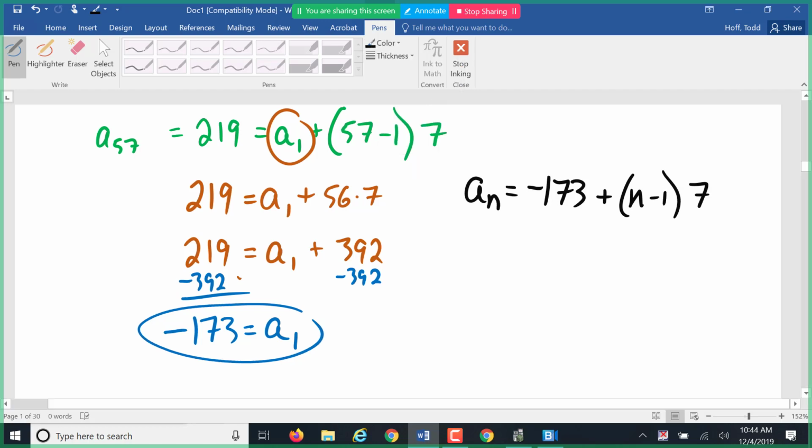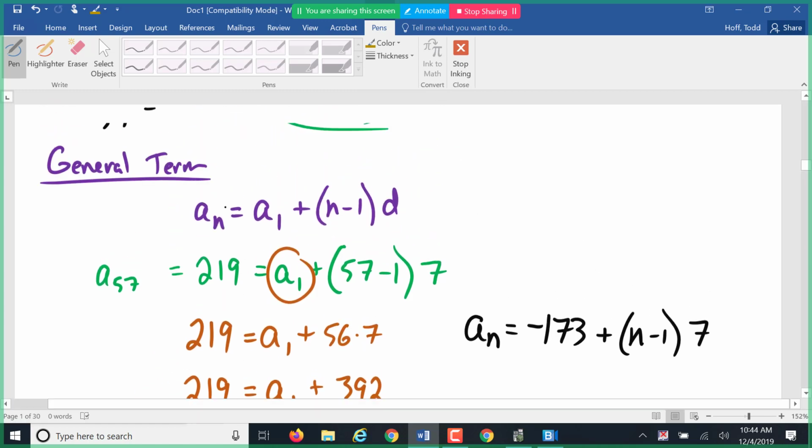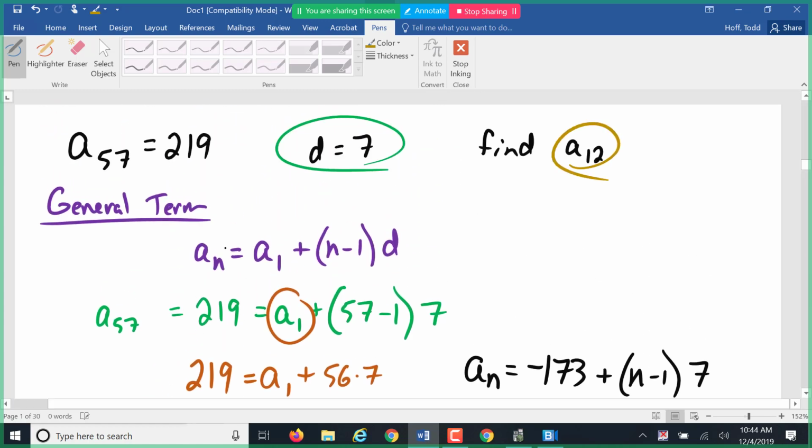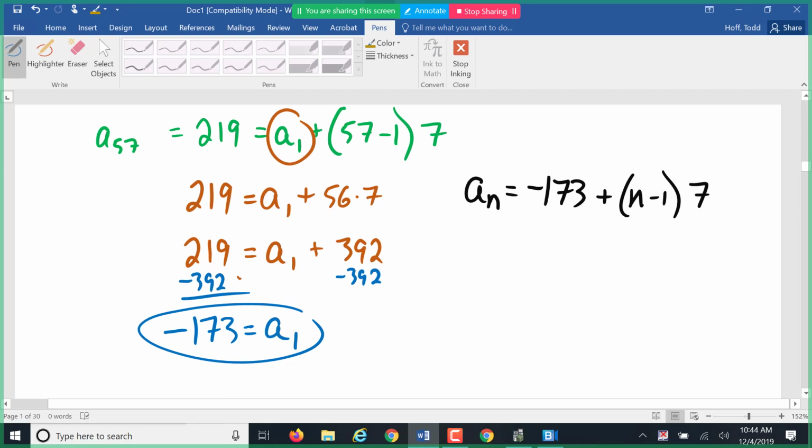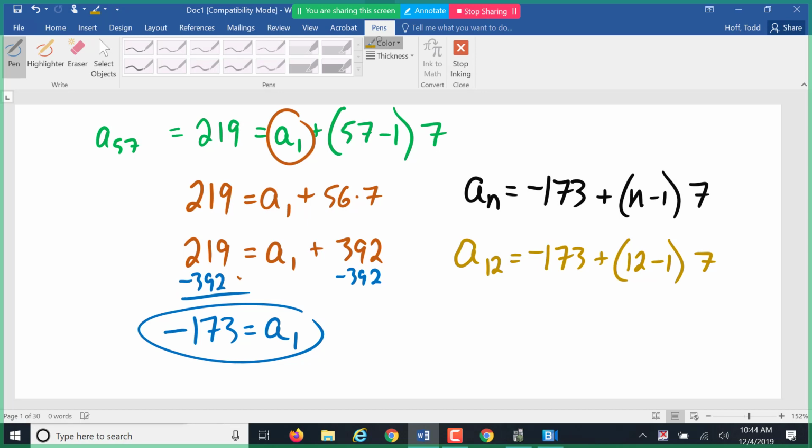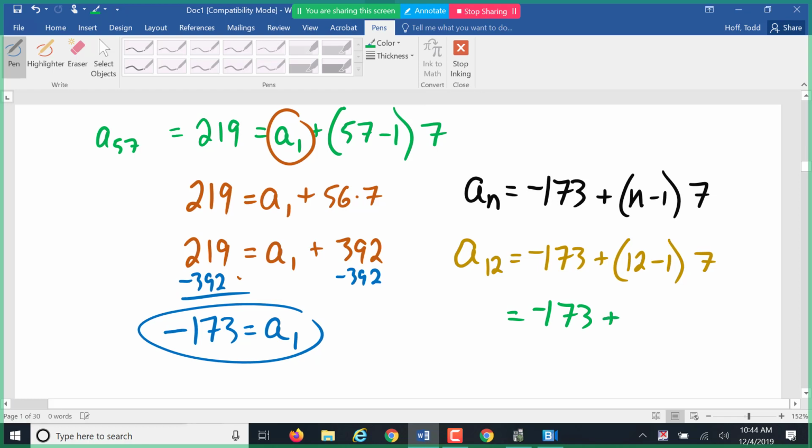So when we are asked to find A12, we can use this formula. A12 is going to be negative 173 plus 12 minus 1 times 7. So the negative 173 doesn't change. 12 minus 1 is 11, so 11 times 7.